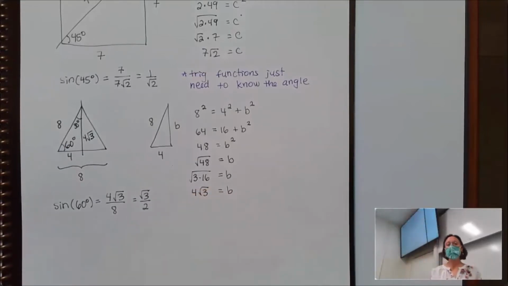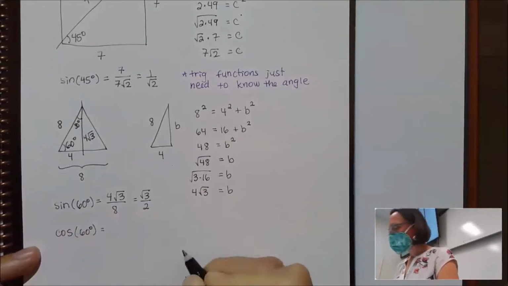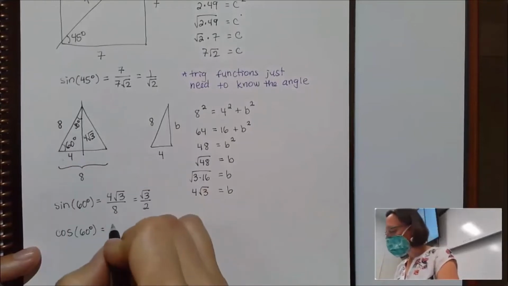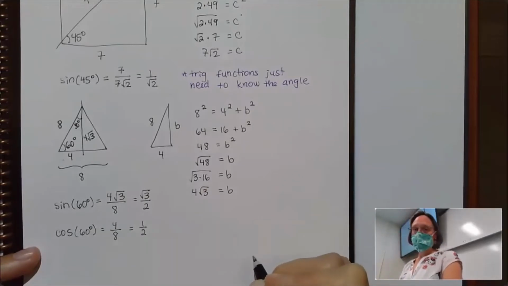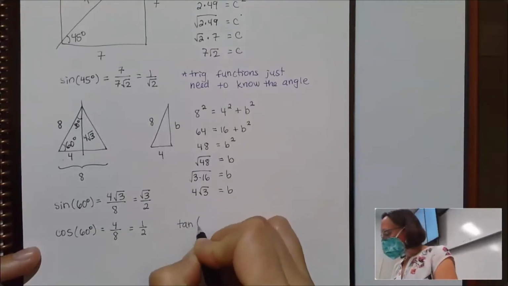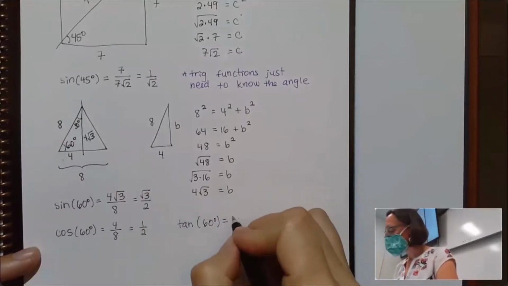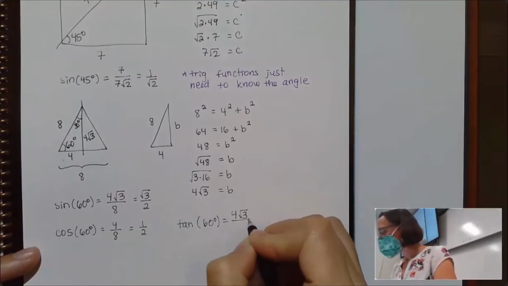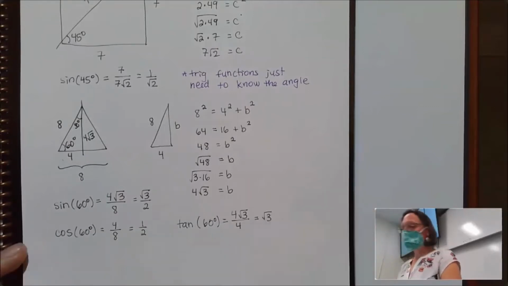Again, if you have that value memorized from a previous life, don't unlearn it. You probably already know some of this. Don't unlearn it. If I wanted cosine of 60 degrees, I'm going to take that adjacent side over the hypotenuse. So I'll have 4 over 8 and get 1/2. And tangent of 60 degrees is the opposite over the adjacent. So 4 square roots of 3 over 4, or the square root of 3.